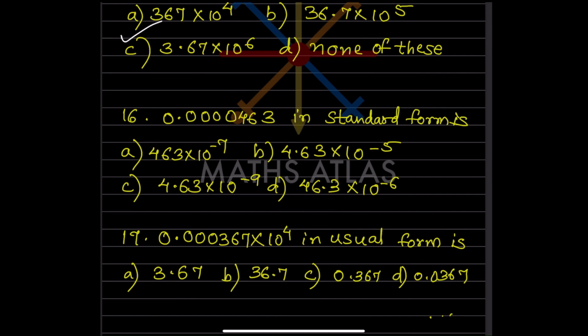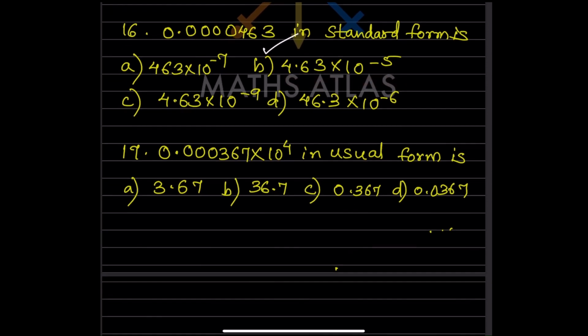Now this is given in the standard form. The decimal is going to be after 4, as we consider 4.63. So what are you going to do? 1, 2, 3, 4, 5. We are going backwards, and backwards means it is going to be negative. So you are going to write 4.63 into 10 raised to minus 5. Hope you are getting this one. So 4.63 into 10 raised to minus 5.